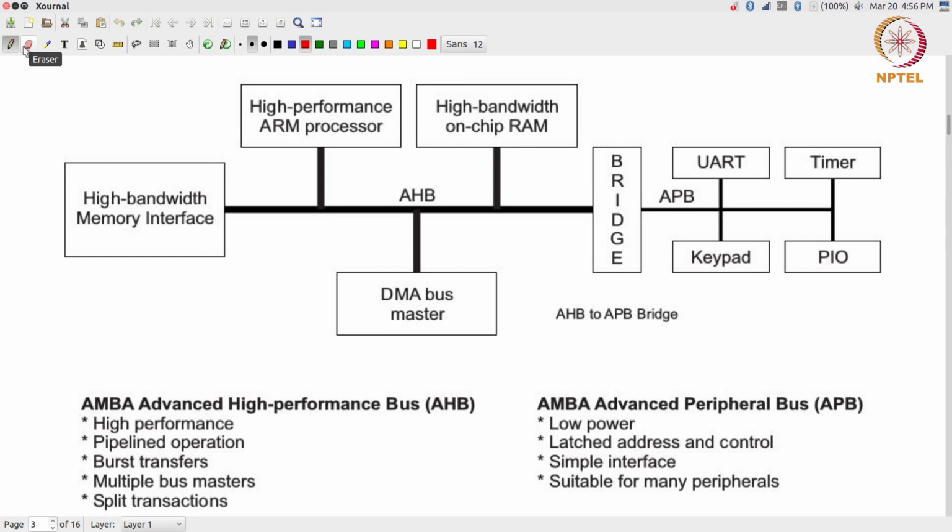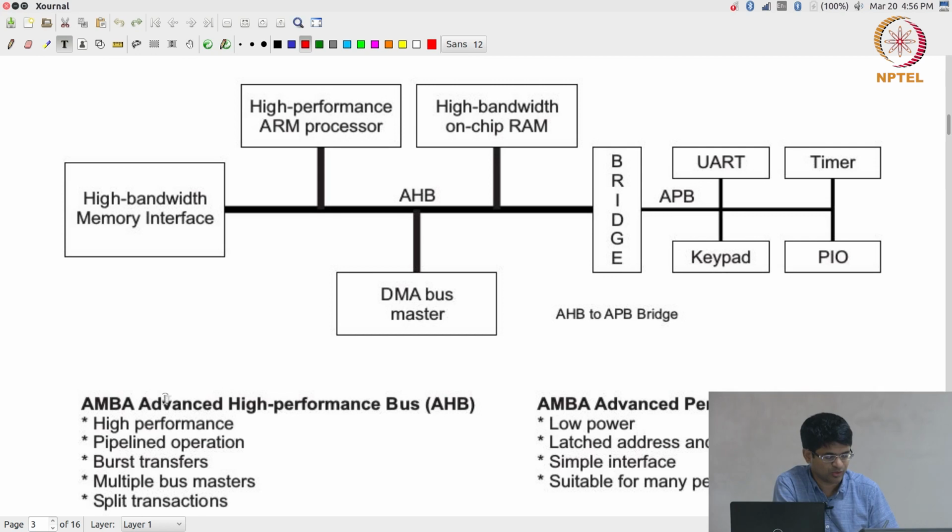The high performance ARM processor that we have over here is any ARM processor. By ARM processor, what we mean is things that follow the instruction set defined by ARM. The other part that you can see over here is something called the AHB, which is the AMBA high performance bus, and on the right hand side you can see that there is something called the APB or the AMBA peripheral bus. The expansions of those are given below.